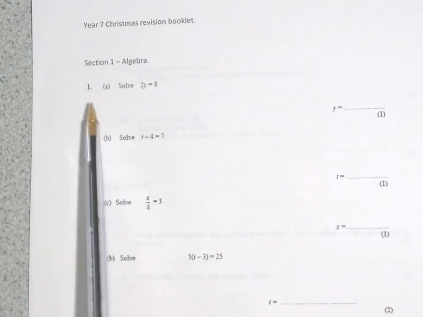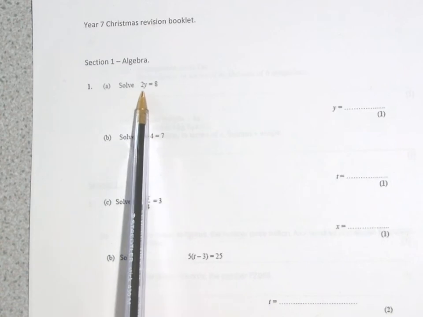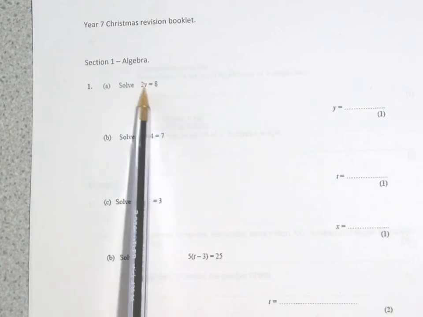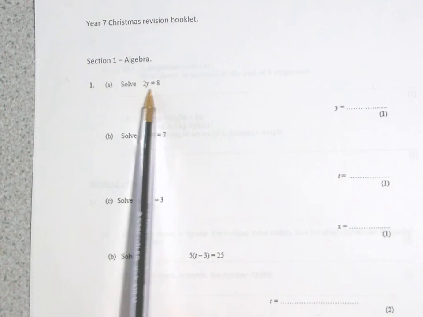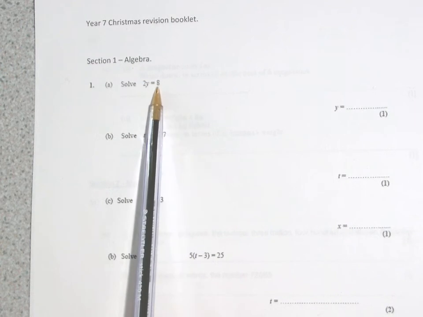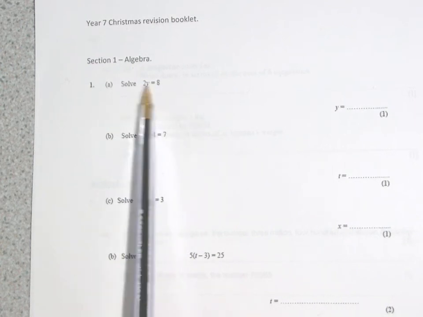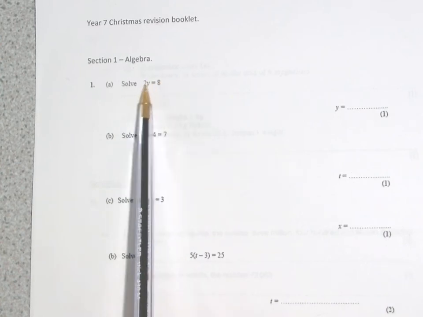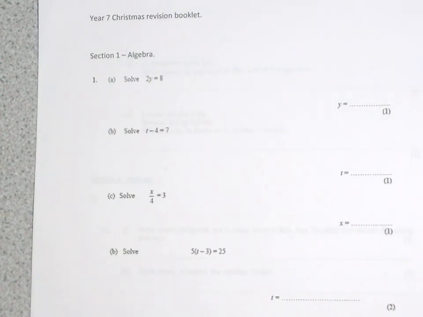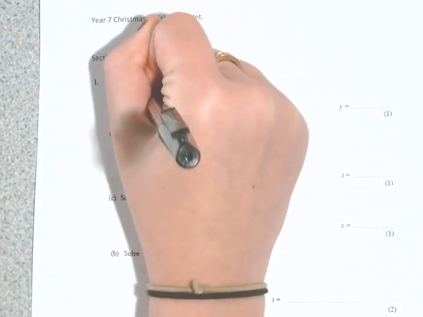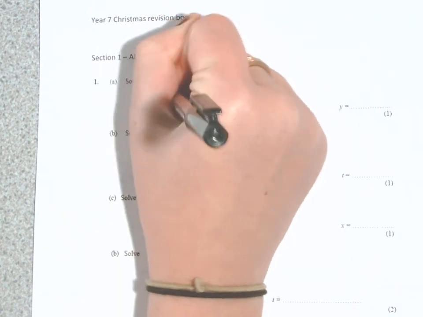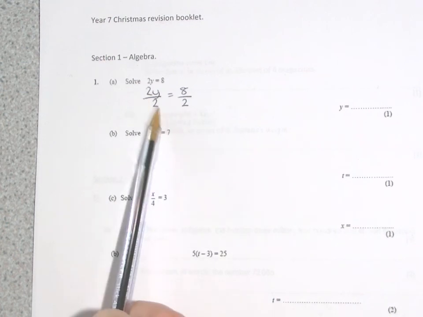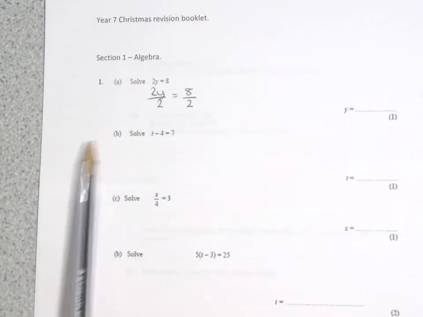So the first question says solve 2y equals 8, and that means 2 times the number that you're looking for equals 8. Now, when we solve equations, we work with opposites. So if it's a times by y on this side, we should divide by 2 on both sides to get y on its own. So if I do 2y divided by 2 and 8 divided by 2, I have divided by 2 on both sides of the equation.